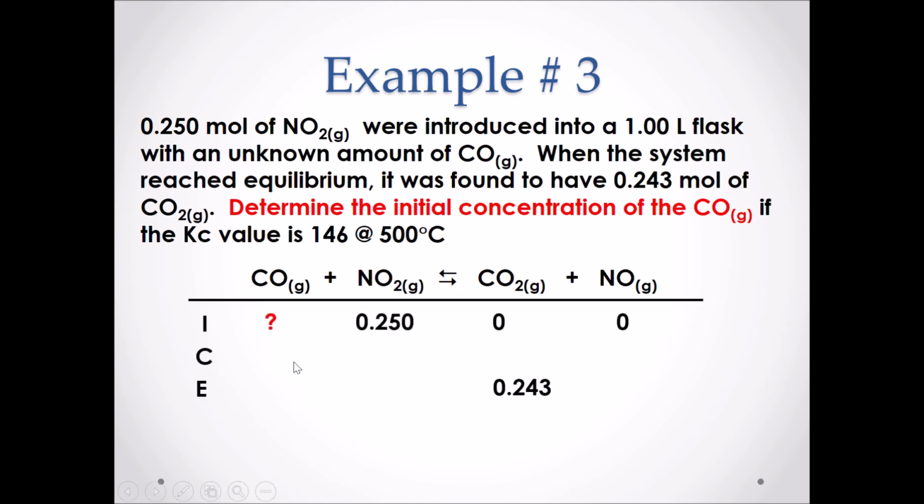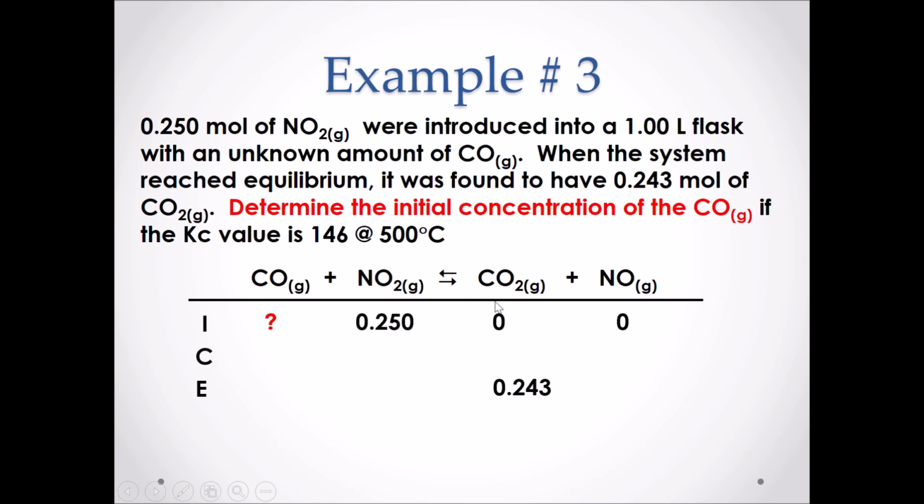First, we have to create an ICE table. We were provided with the initial concentration of NO2 gas, and we were not provided with any values for the products, so we can assume that they will be 0. We are trying to find the initial concentration of CO gas, and we were also given the equilibrium concentration of CO2 gas, which is equal to 0.243 moles per liter.